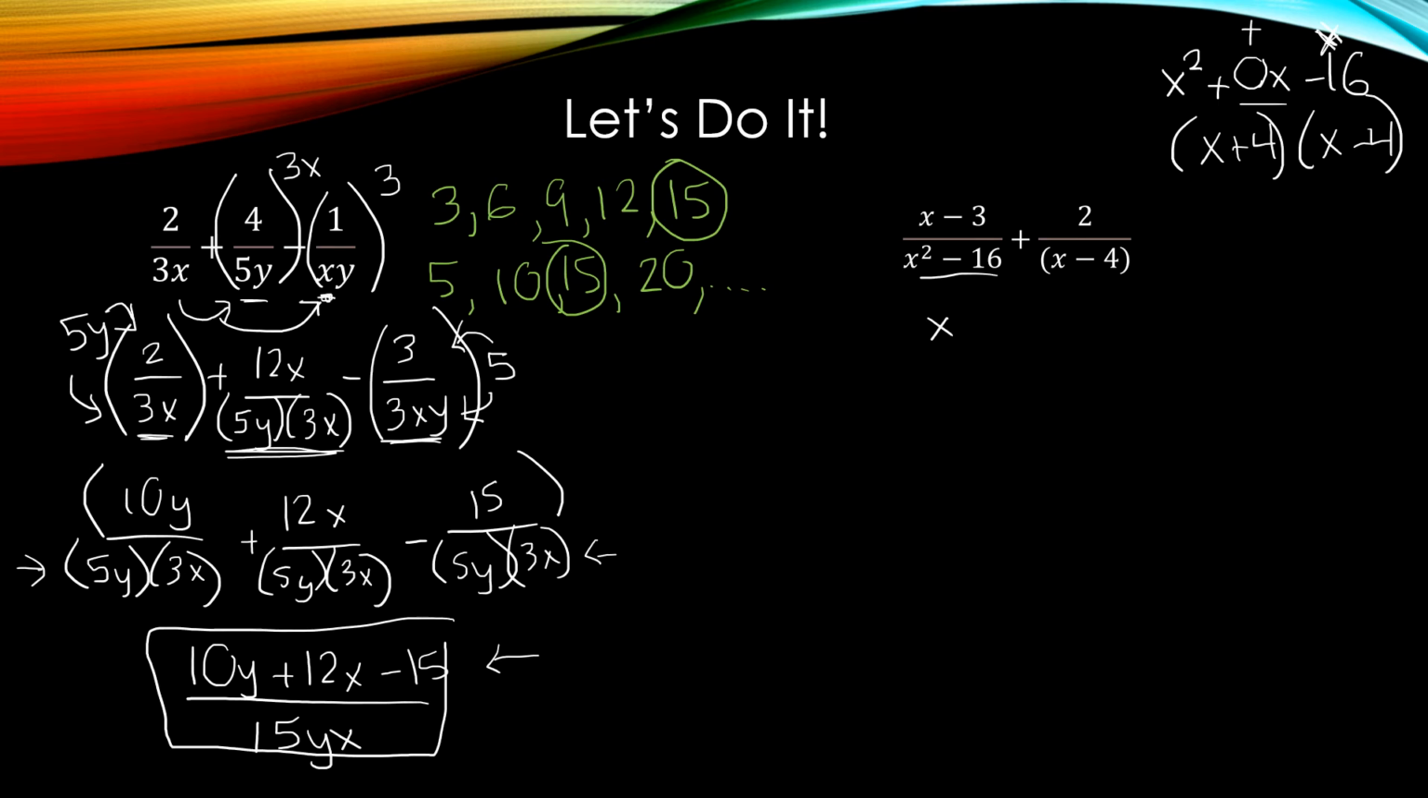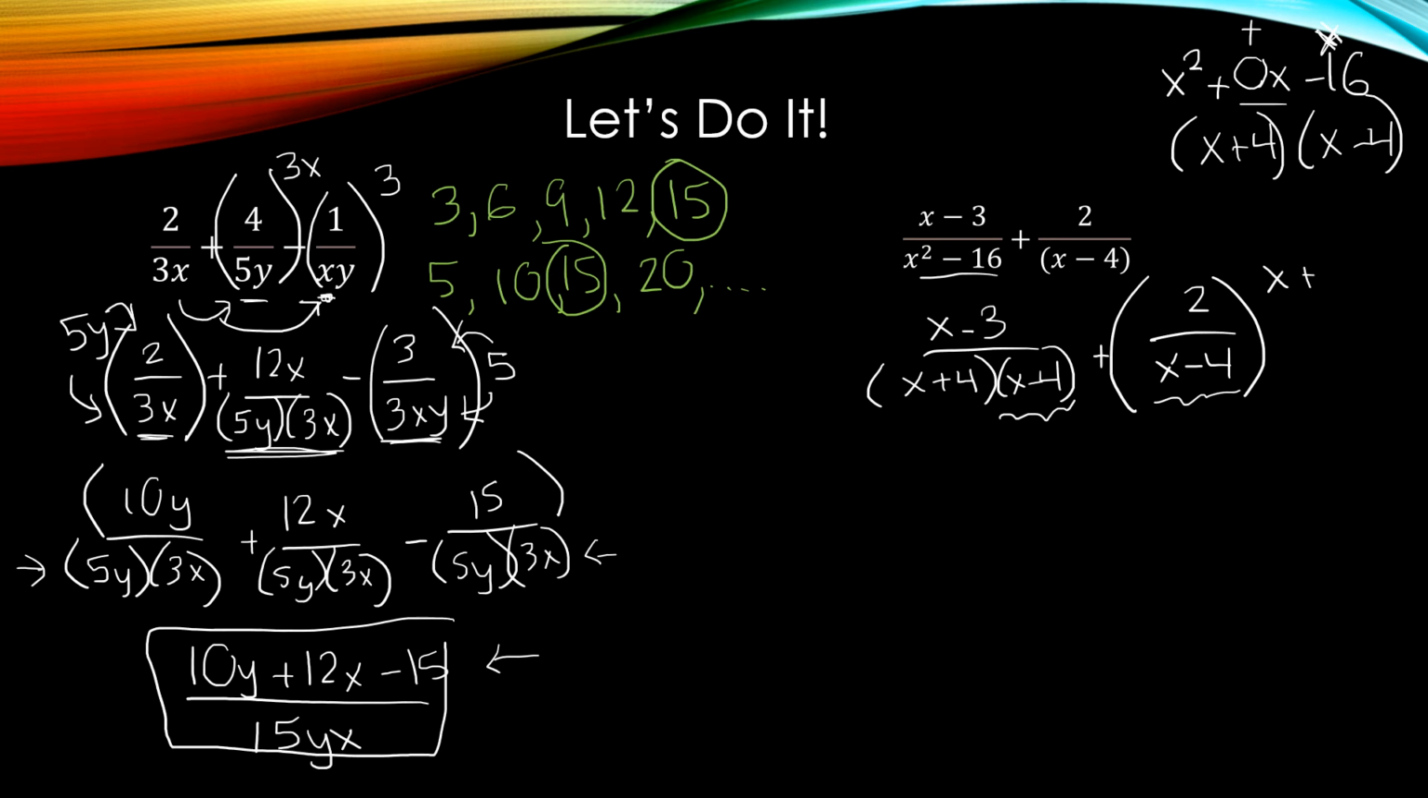So I'm going to rewrite this now to x plus 4, x minus 4, and then plus 2 over x minus 4. So now I can see that they do share a factor. It's not that one. It is the x minus 4. So really all that needs to change is this side needs to be multiplied by x plus 4 so that they can share a common denominator.